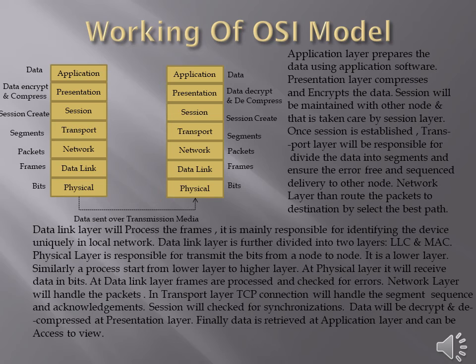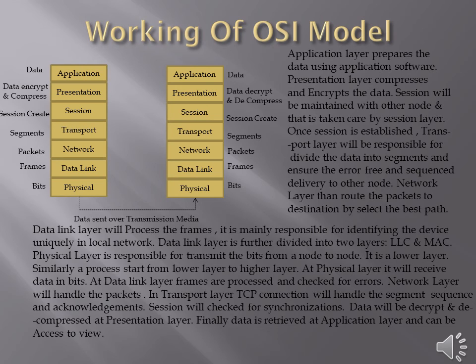Data link layer will process the frames. It is mainly responsible for identifying the device uniquely in the local network. Data link layer is further divided into two layers: logical link control layer and media access control layer. Physical layer is responsible for transmitting the bits from node to node. It is the lowest layer. Similarly, the process at the receiver starts from lower layer to higher layer.